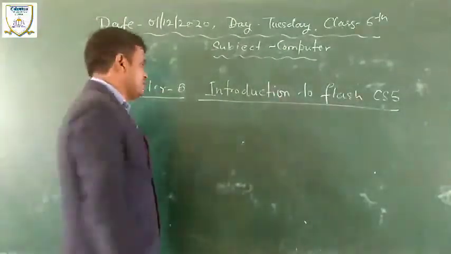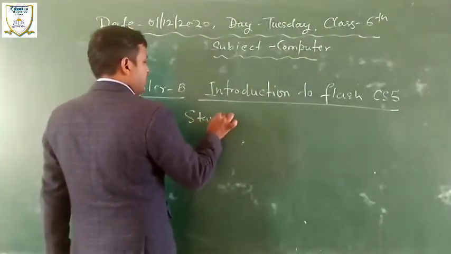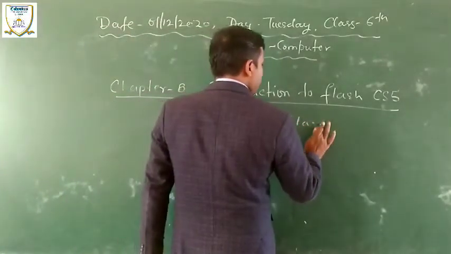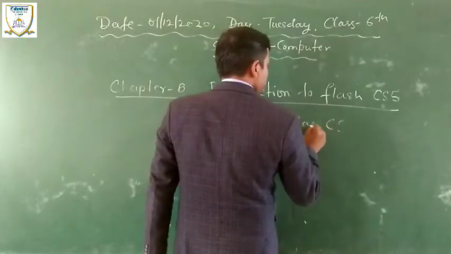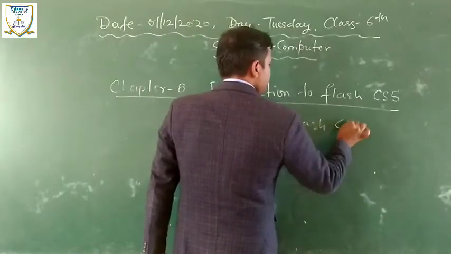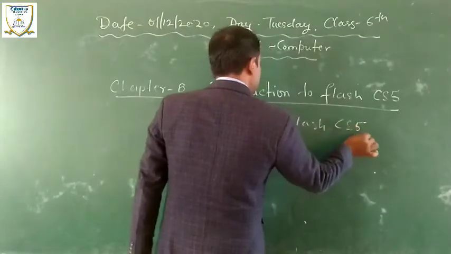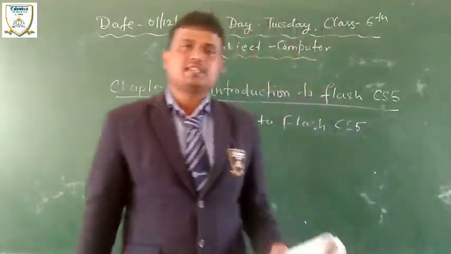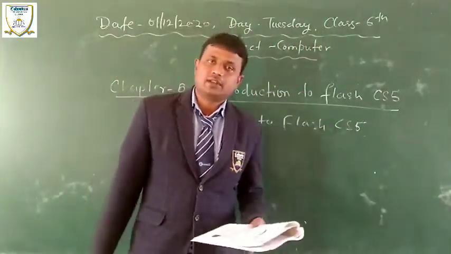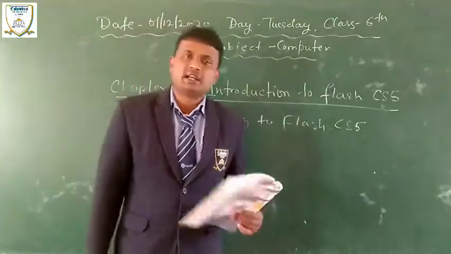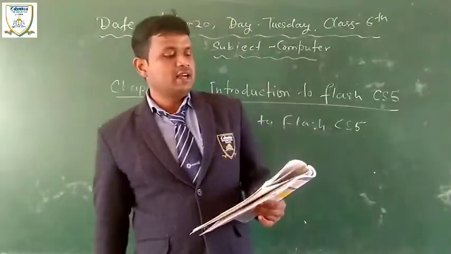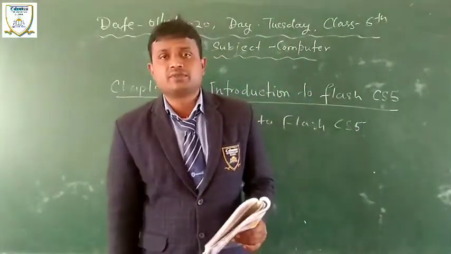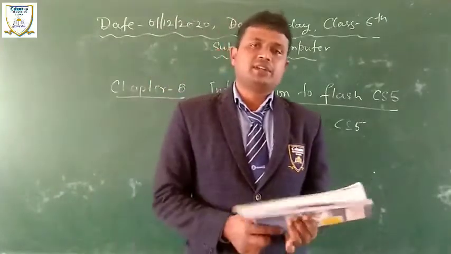Now, starting Flash CS5. The question is this: starting Flash CS5. For starting Flash CS5, it is a similar procedure to what you used in previous applications like MS Word. Firstly, you go to Start, after that All Programs, and in All Programs you select Adobe Flash CS5 Professional.